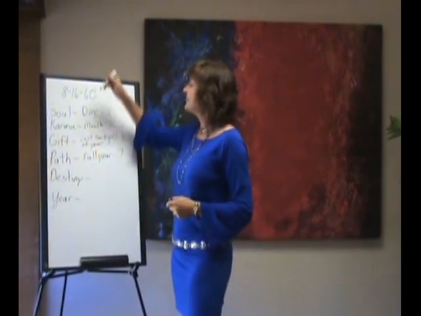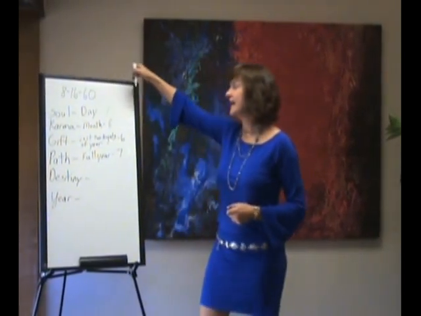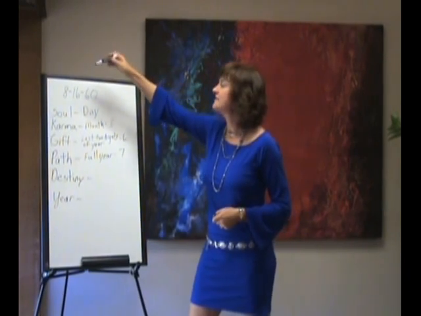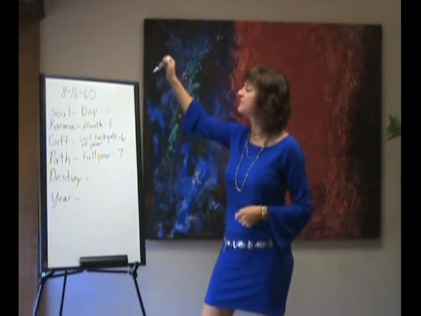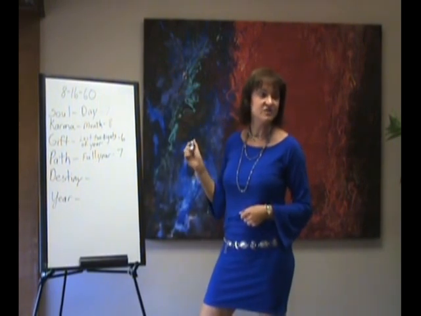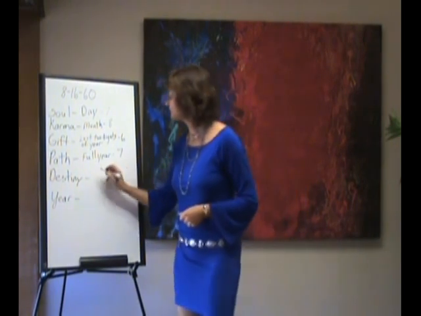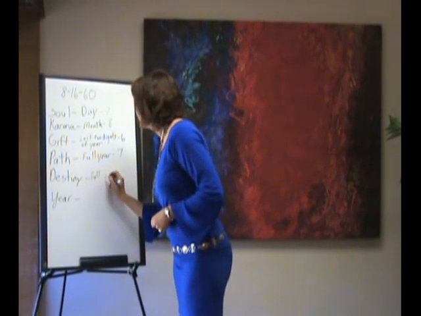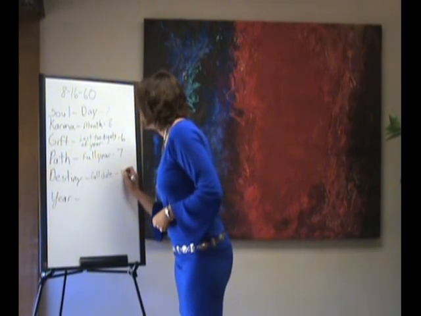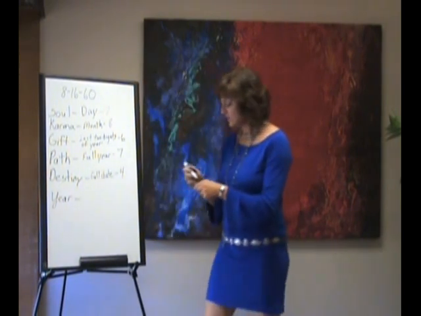And then the destiny number is the entire year added together. So in this case, it's 8 plus 1 plus 6 plus 1 plus 9 plus 6 plus 0. And in that case, it's a 22, which is a 4. So it's the full date. And so that's a 4.